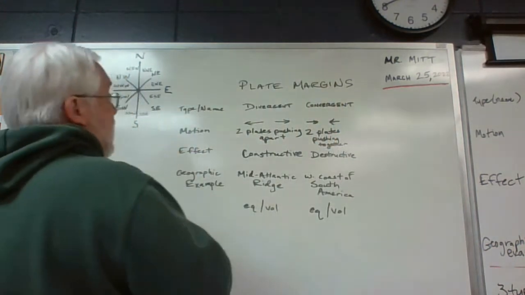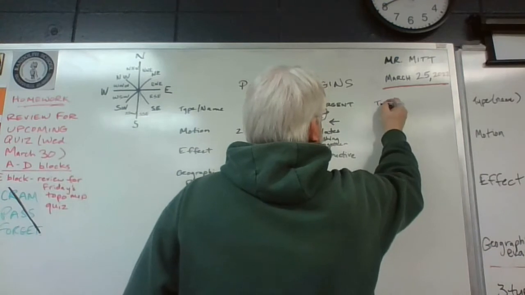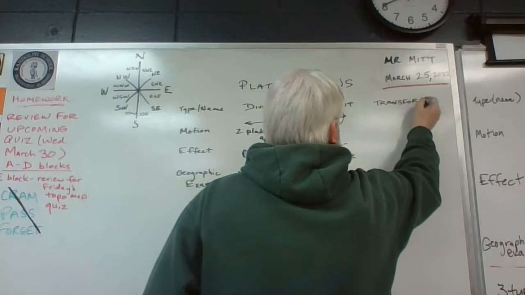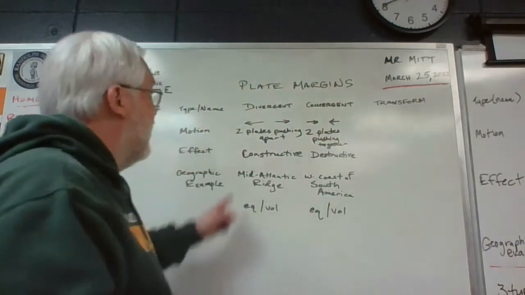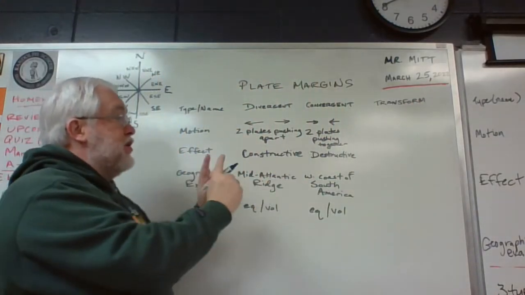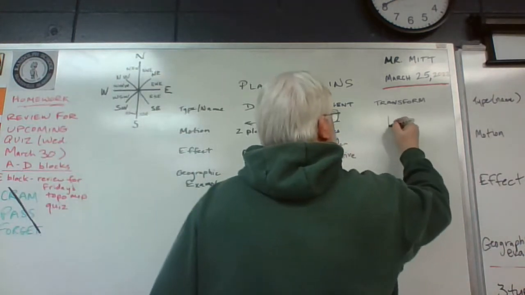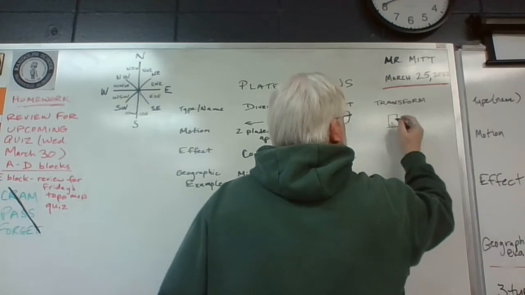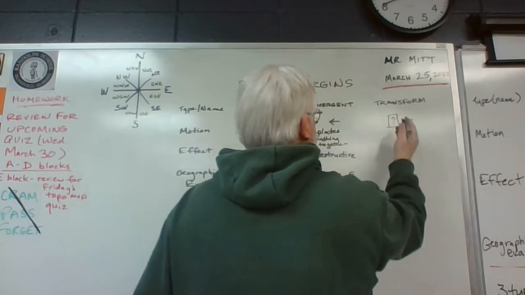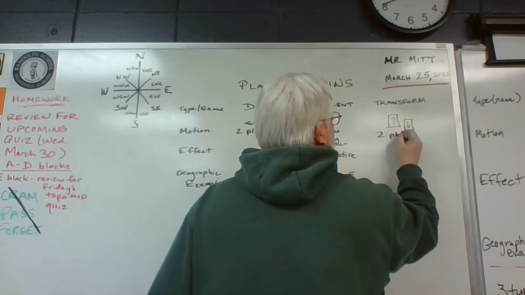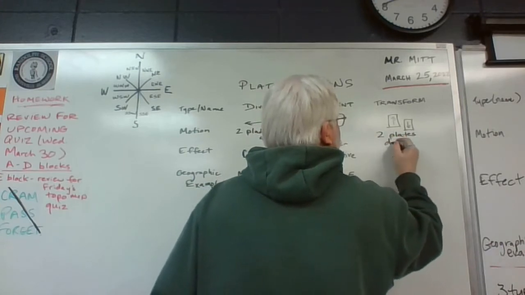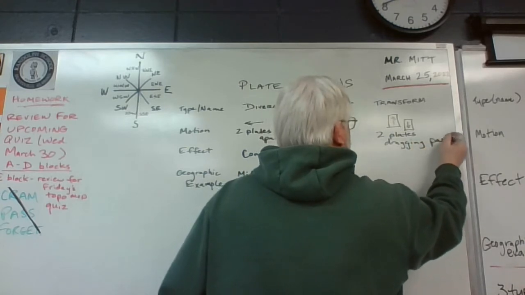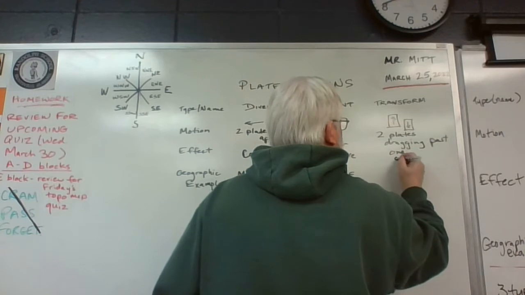The third type of plate margin, a little bit different. And this is a transform plate margin. And here, we don't have plates pushing apart or pushing together, but we have two plates dragging past one another. So two plates dragging past one another.